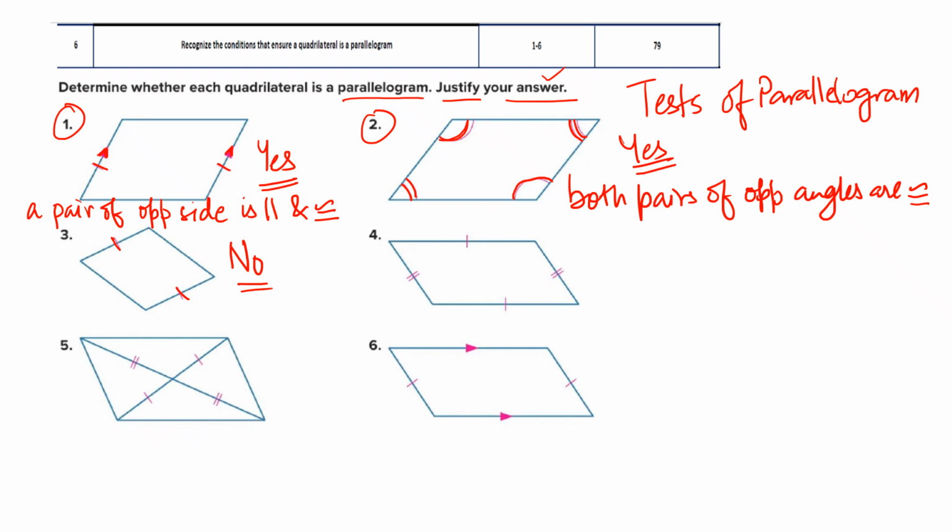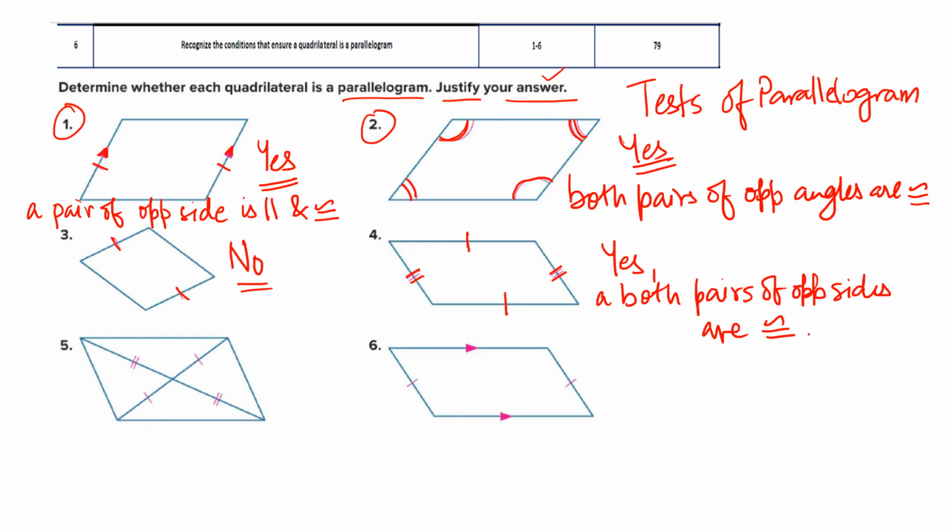Here if you see, you are given that this side is equal or congruent to this side and the opposite sides are also congruent. So yes, definitely it will pass the test for the parallelogram, and the reason is because both pairs of opposite sides are given to be what? Equal or congruent. So yes, it passed the test of the parallelogram.